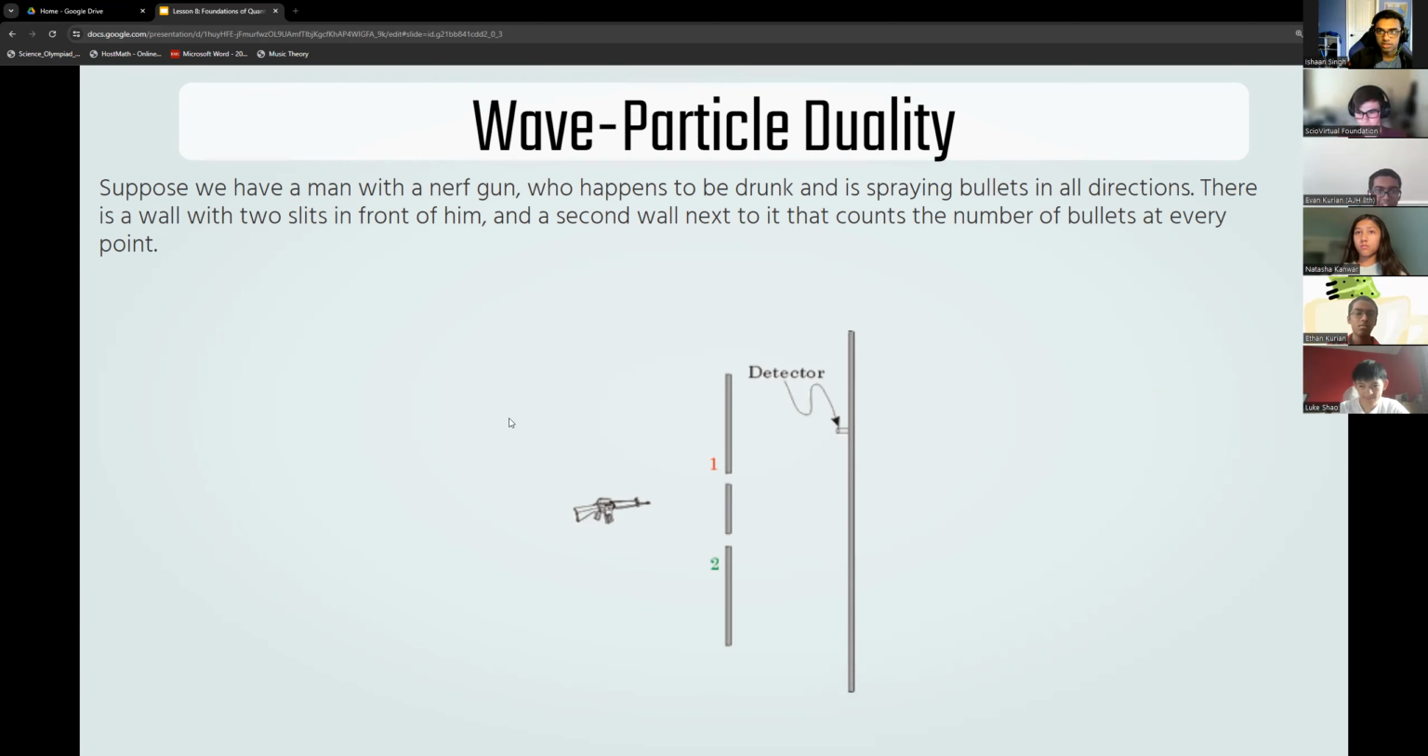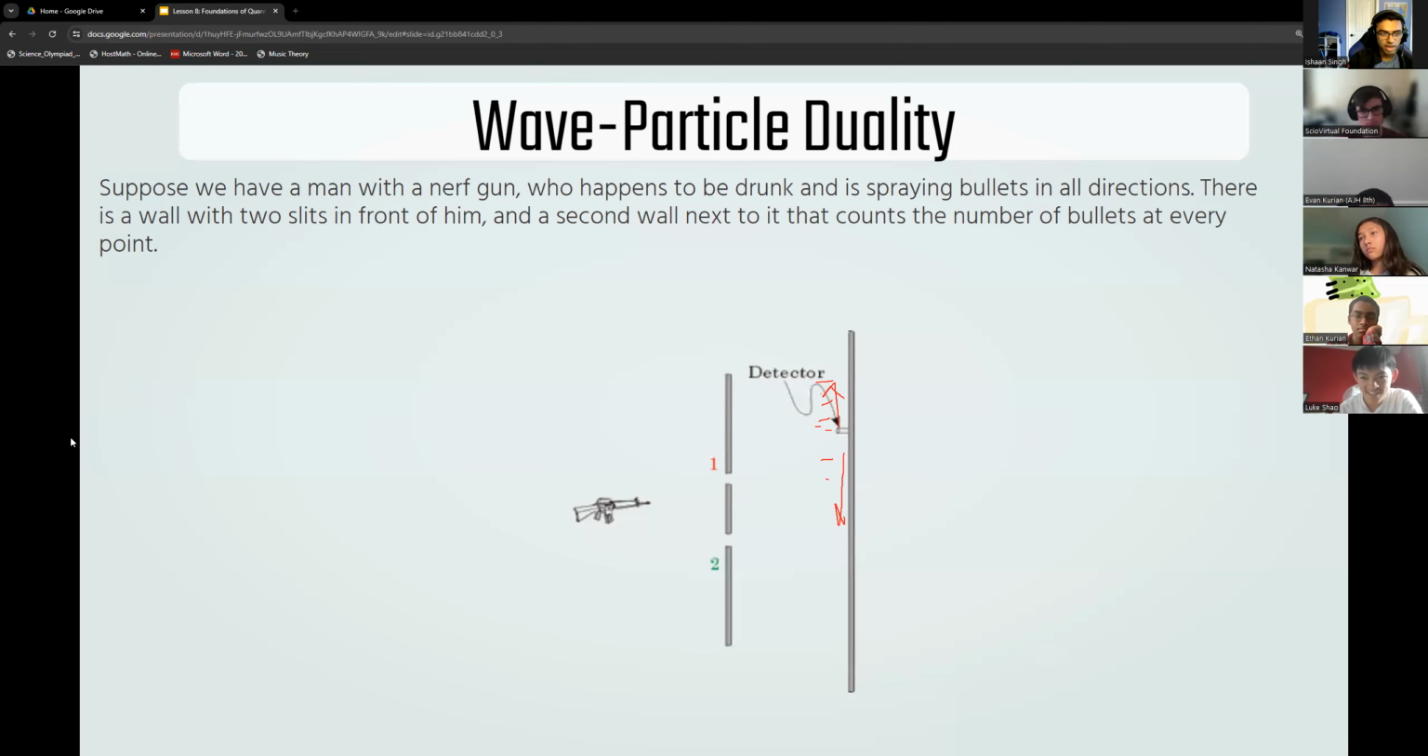Okay, so this Nerf gun is shooting its Nerf bullets here, everywhere, right? And so in front of him is the wall with two slits, that red one and the green two, and a second wall behind that wall that's going to detect the number of bullets at each point. So we can move this detector this way and that way to see how many bullets are going in each along this wall.